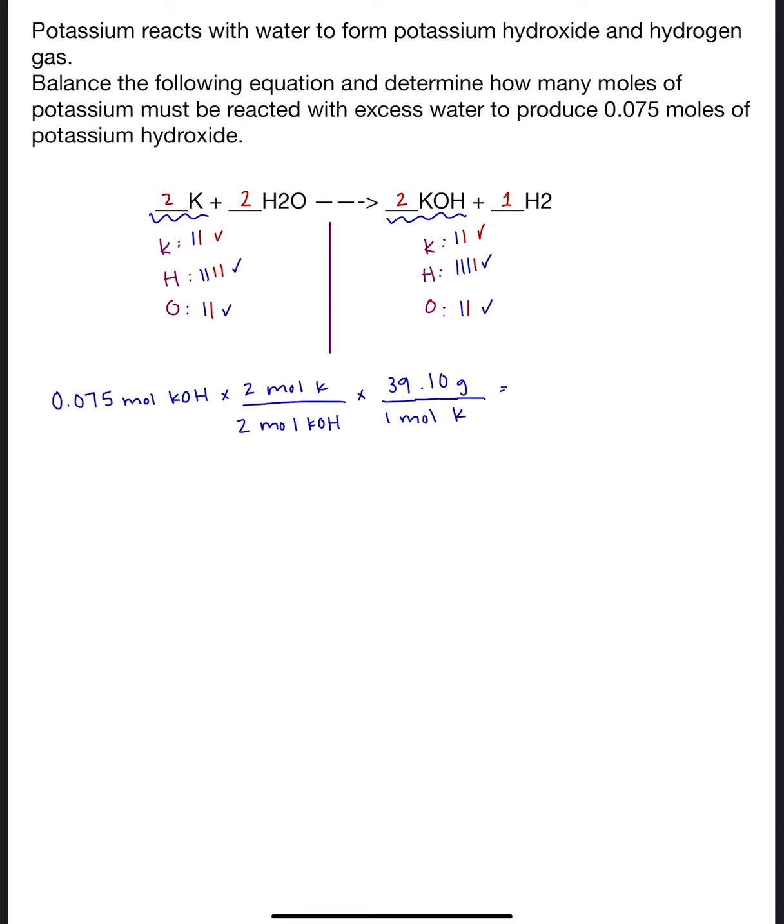grams, and then I would go ahead and put that into my calculator. It's 39.1, and I would get 2.9325 grams. I started off with 2 sig figs, right? So my final answer would be 2.9 grams of potassium.